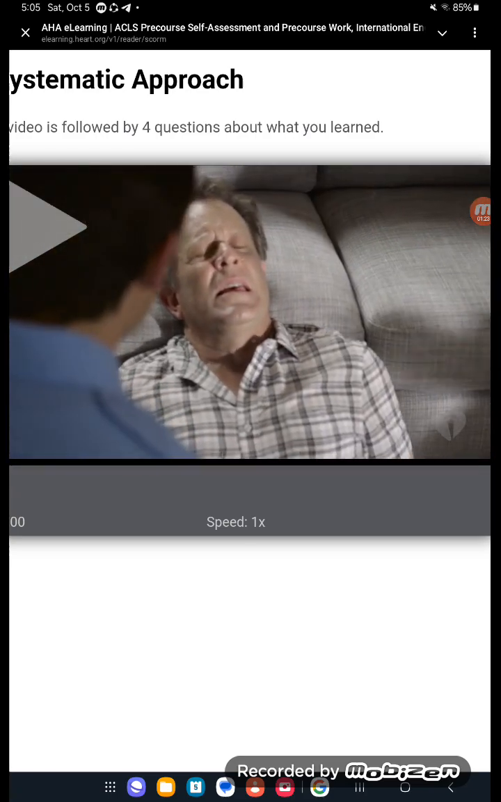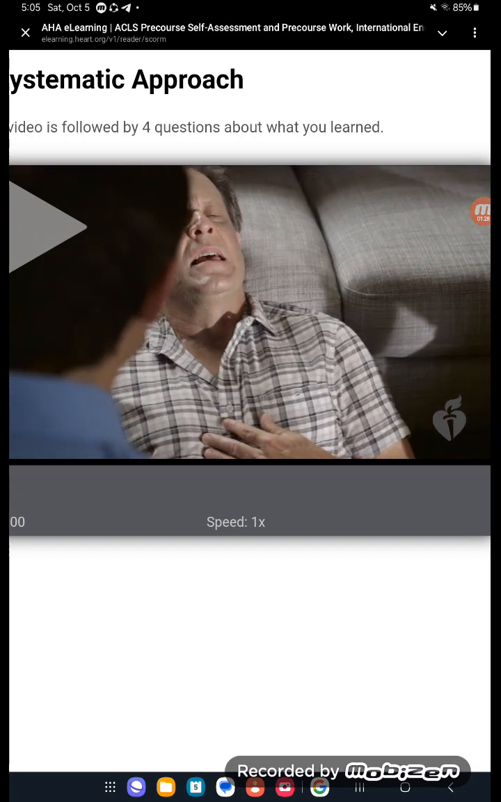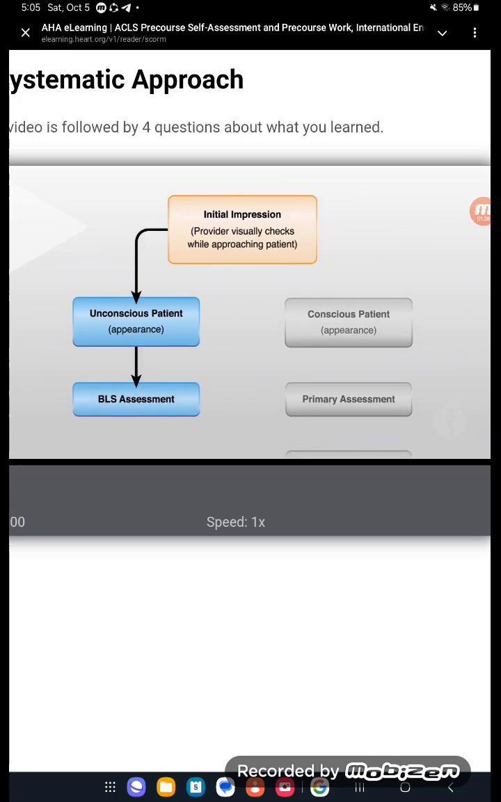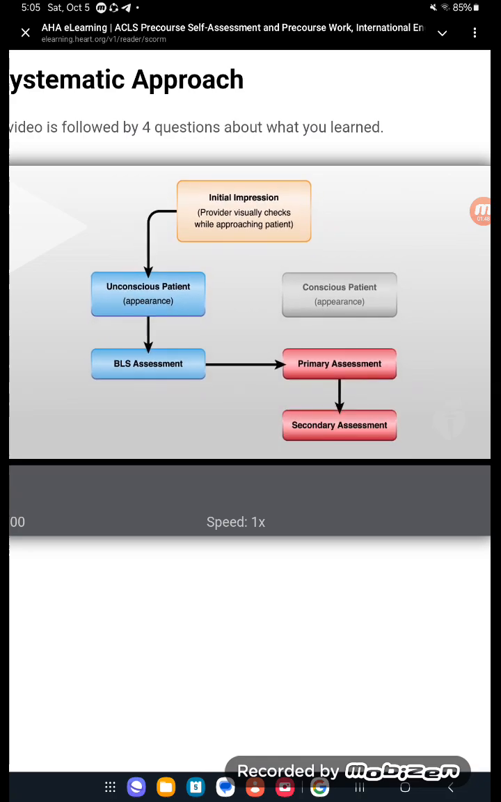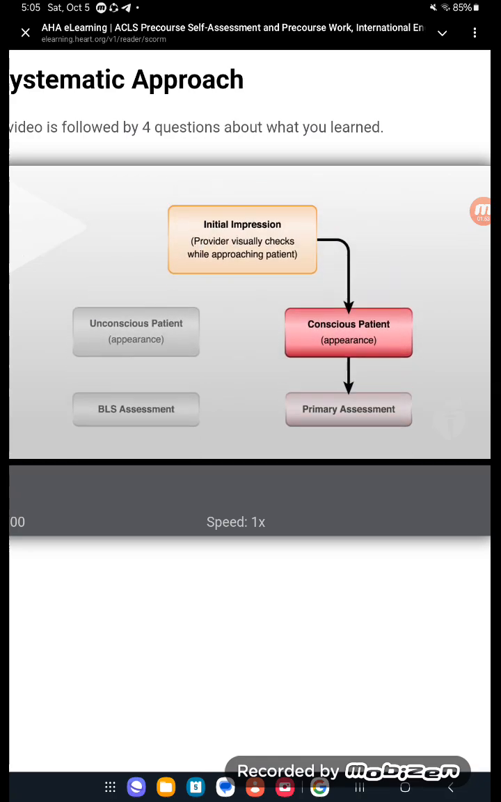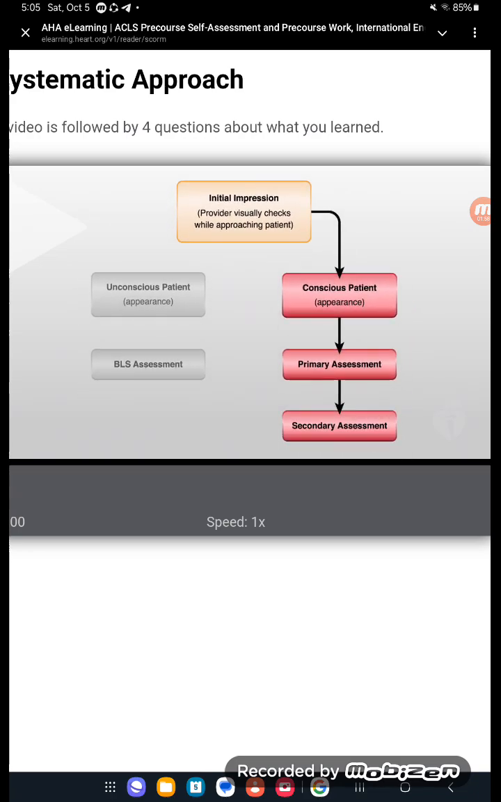You can form a rapid general impression by a quick visual assessment of responsiveness, breathing, and color to determine the urgency of the situation. After determining that the scene is safe, if the patient appears unconscious, use the BLS assessment. After completing all of the appropriate steps of the BLS assessment, progress to the primary assessment for more advanced assessment and treatment. Finally, progress to the secondary assessment. If the patient is conscious, go directly to the primary assessment and then the secondary assessment, which we'll review in a moment.